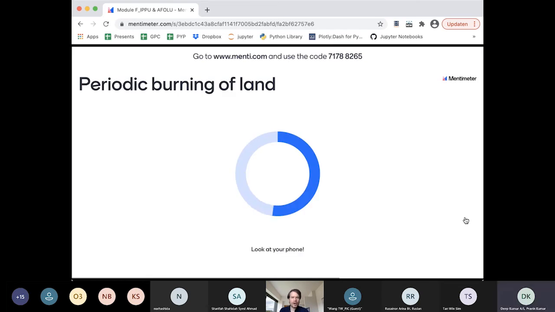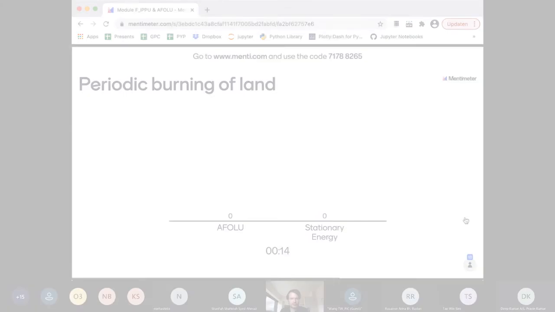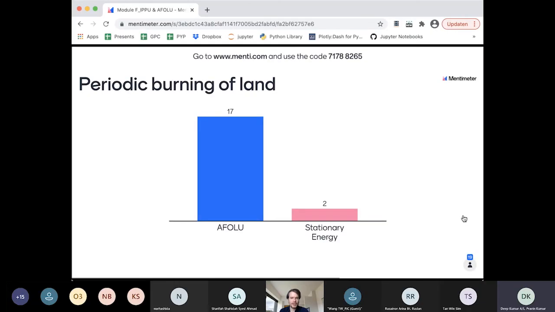The periodic burning of land, and this is a common practice in agriculture. Okay, and that is indeed a FOLU, because there isn't an energy use for this burning of land. You're burning it, you're combusting it, but there is no energy use, and that's critical for stationary energy.